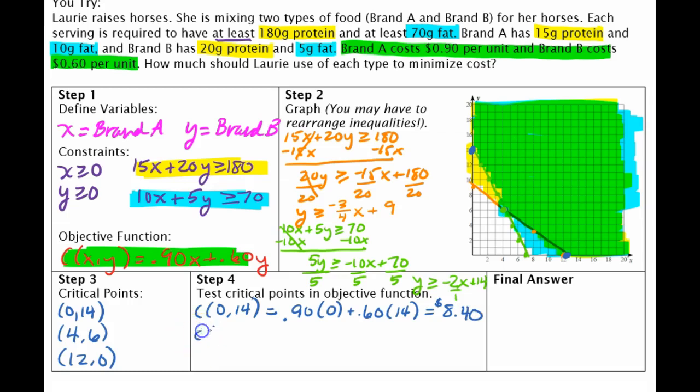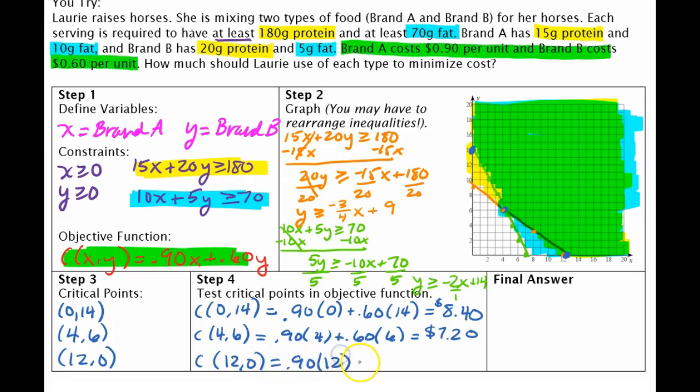Now if we do 4, 6, so that's 0.90 times 4 and 0.60 times 6. That gives us 7.2, and I'm again going to add the 0 on the end, so it looks like $7.20. And then finally, 12, 0. So I'm plugging in 12 for x and 0 for y. That gives us 10.8, but I'm going to add the extra 0, so it's $10.80.